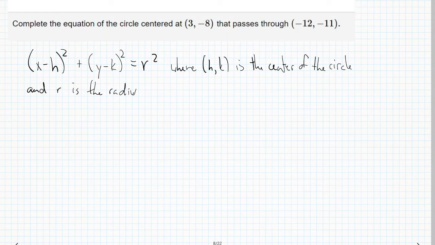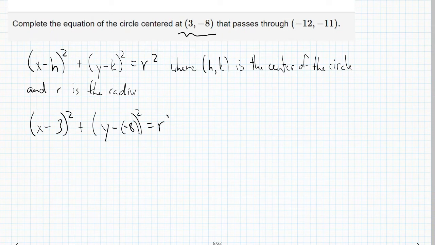Okay, so that means we can work this out really quick in terms of the start. You have the circle centered at 3, negative 8. So that means we have x minus 3 squared plus y minus negative 8 squared equals r squared. So now we need to figure out r. We could do one of two things, actually. You could plug this negative 12, negative 11 into our formula and solve from there. Another method to solve for r is use the distance formula. We just talked about that, so I think it's a good habit to get into.